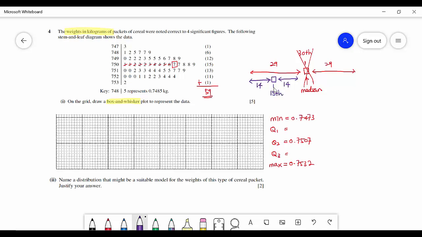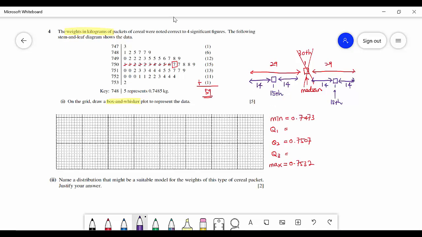Then the same thing happens at the second part of the data. You should consider the same, which is you are having 14 values, then 1, and after that 14. So this 15th value for the second part of the data will be the Q3. So this will be the Q1 and this will be the Q3. Q1 will be the 15th data.